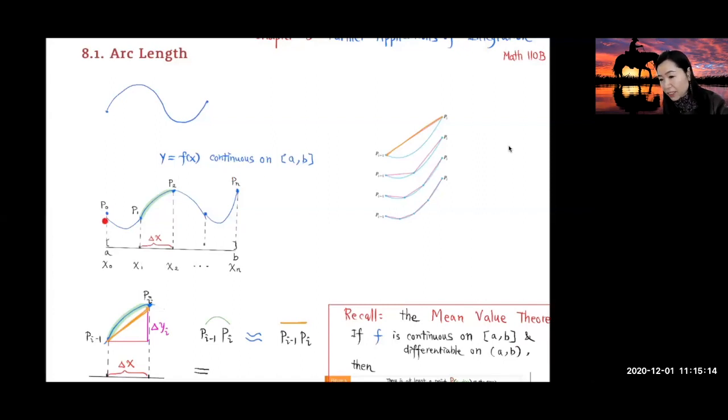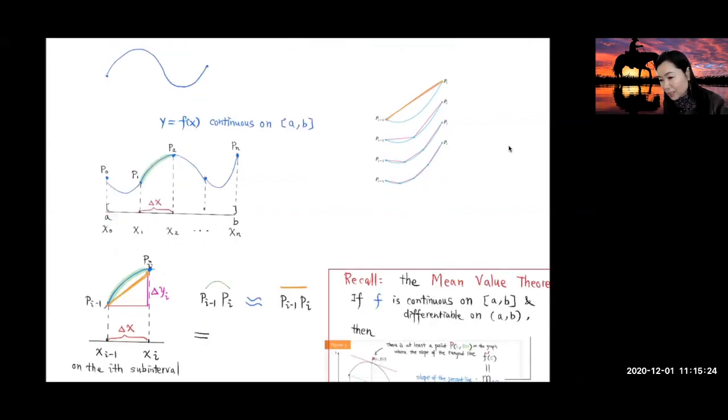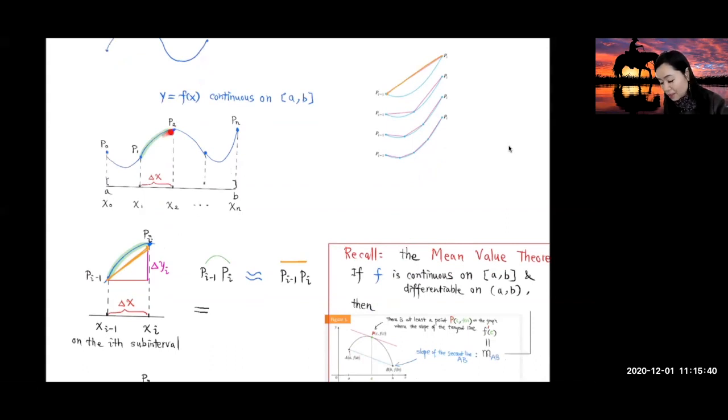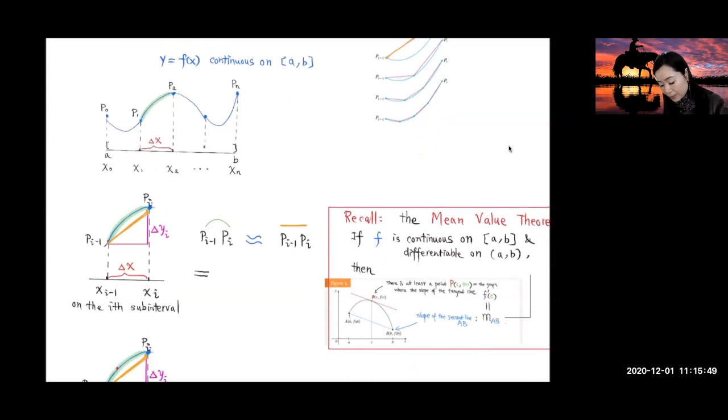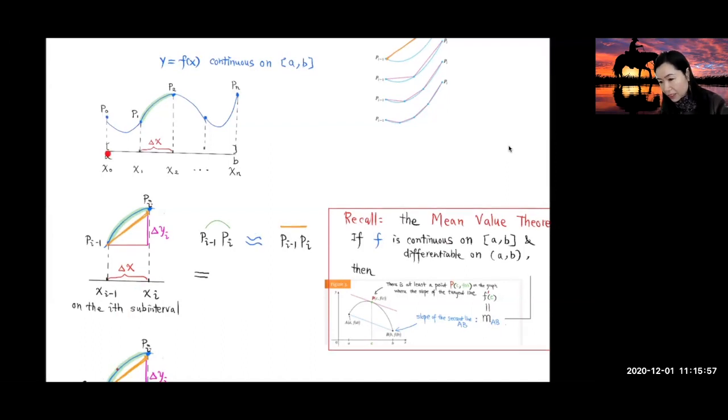Now what we do here is divide the closed interval a to b into n subintervals, each one with equal width delta x. So now we have n arcs over here, and n subintervals over here. We're going to focus on the ith interval. Notice that we start from a and end at b. When I divide this closed interval a to b into n subintervals, I label the points x0, x1, x2, etc. The last one will be xn. The width of each subinterval is delta x.